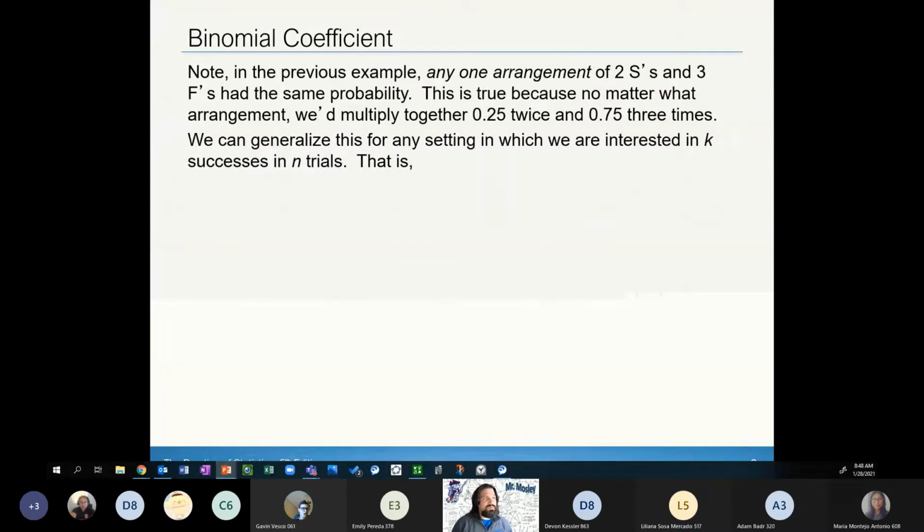So note, in the previous example, any one arrangement of 2 S's and 3 F's had the same probability. This is true because no matter what arrangement, we multiply together 0.25 twice and 0.75 3 times. We can generalize this for any setting in which we are interested in K successes in N trials.